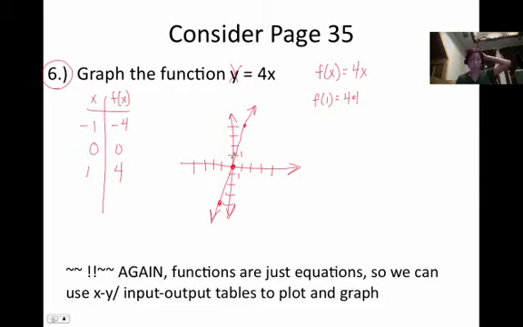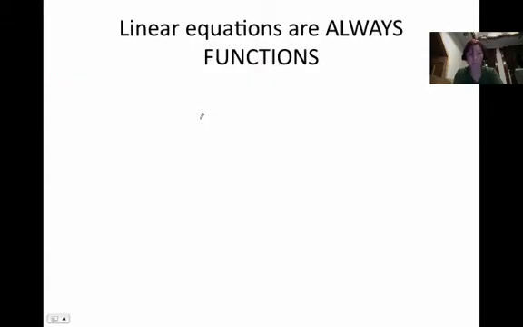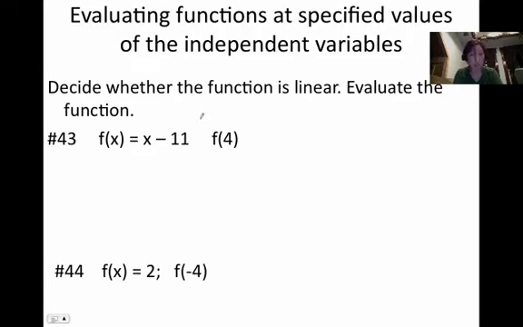So again, functions are just equations, so we can use x, y, or input-output tables to plot and then graph. That's what number 6 was all about. Did I mention linear equations are always functions? Okay. Alright, evaluating functions at specific values of the independent variables.